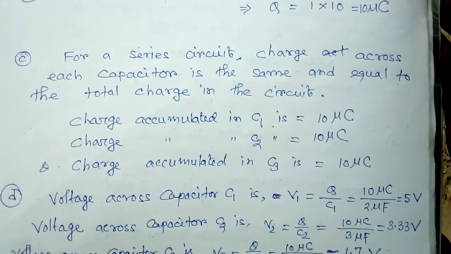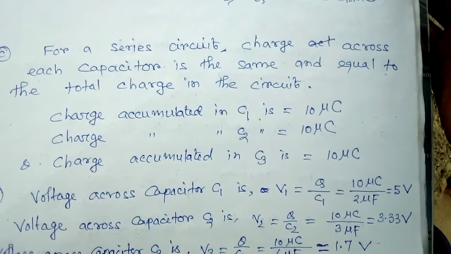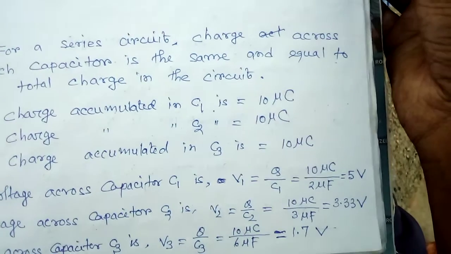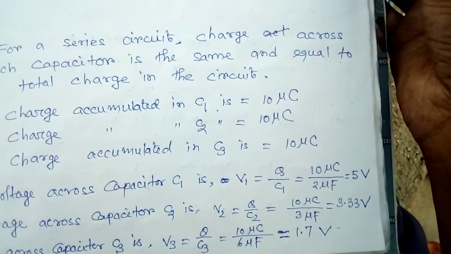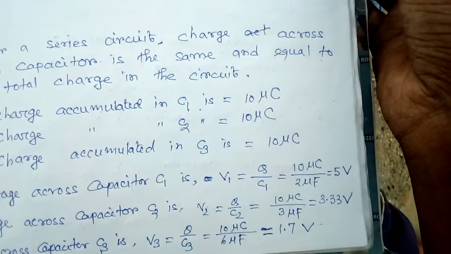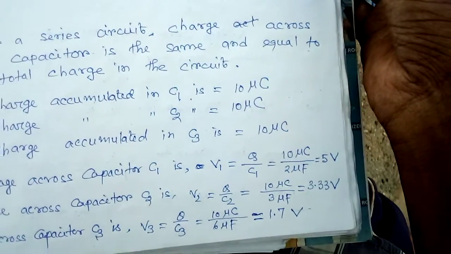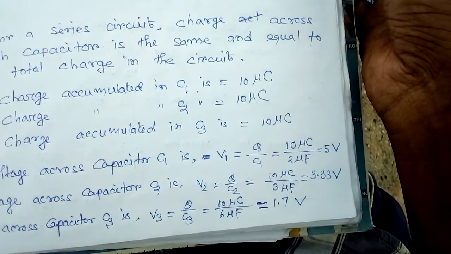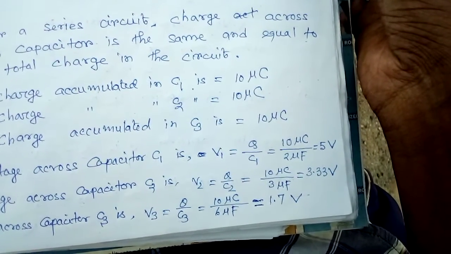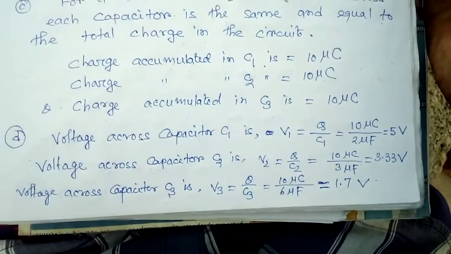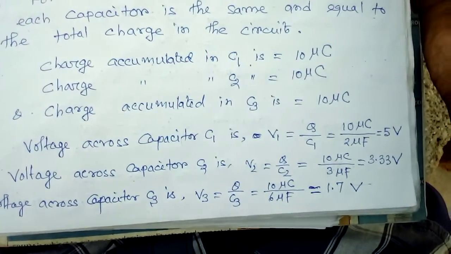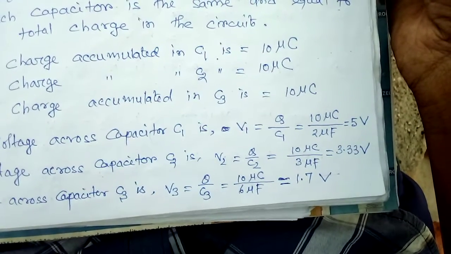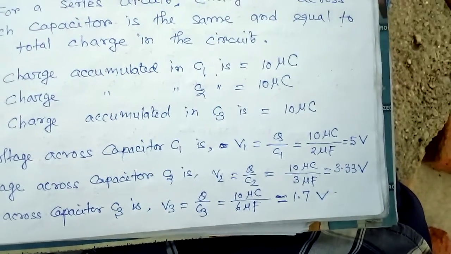Next, we have to calculate voltage across each capacitor. If we simply put the value of Q and C1 in the equation V1 equals Q by C1, we get V1 is equal to 5 volt. Voltage across capacitor C2 is V2 equals Q by C2, that is 10 by 3. This is approximately 3.33 volt, and the voltage across capacitor C3 is V3 equals Q by C3. This equals approximately 1.7 volt.